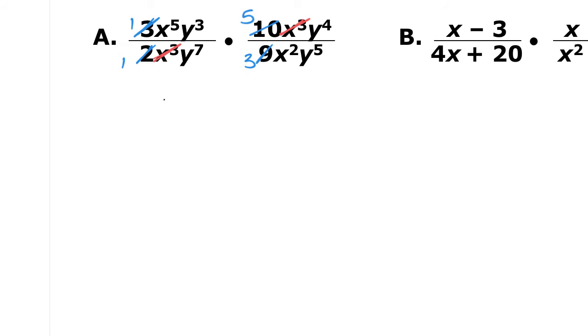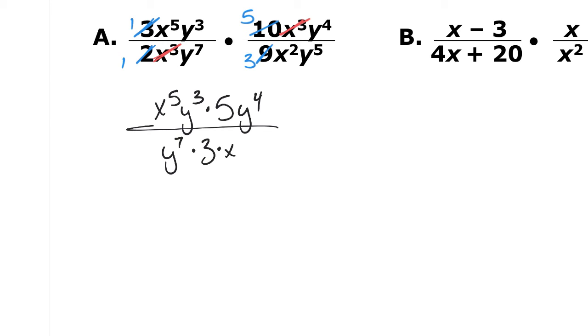And then I'm going to rewrite my function before it gets too messy. I still have x to the 5th times y to the 3rd times 5 times y to the 4th all over y to the 7th times 3 times x squared times y to the 5th. Now I'm going to keep on simplifying. My x squared would simplify with this x to the 5th and just make this x to the 3rd.